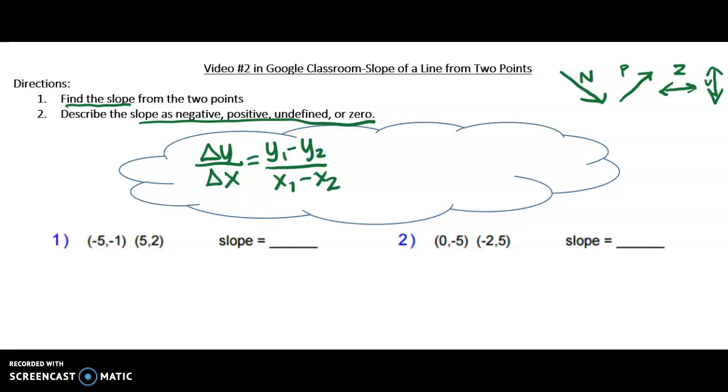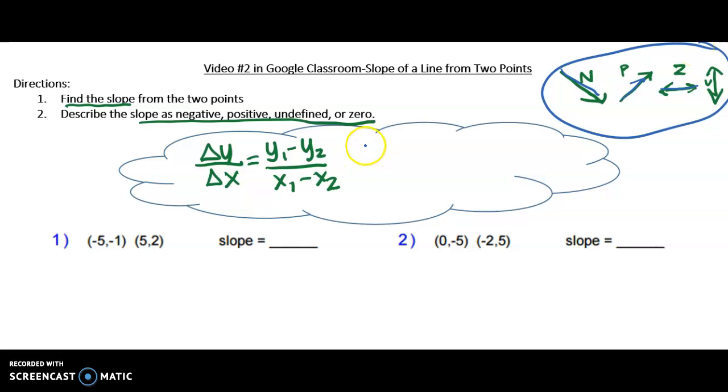All right, on this page, what we're doing is finding a slope of a line between 2 points. First, we'll find the slope, and then it's asking us to determine if that slope is negative, positive, 0, or undefined. And a reminder of those are here. They're also on your reference sheet.